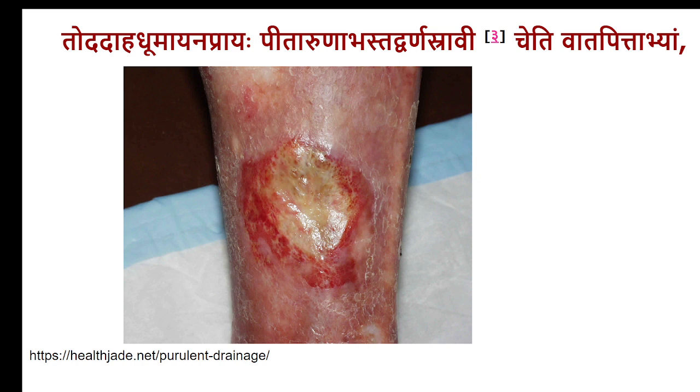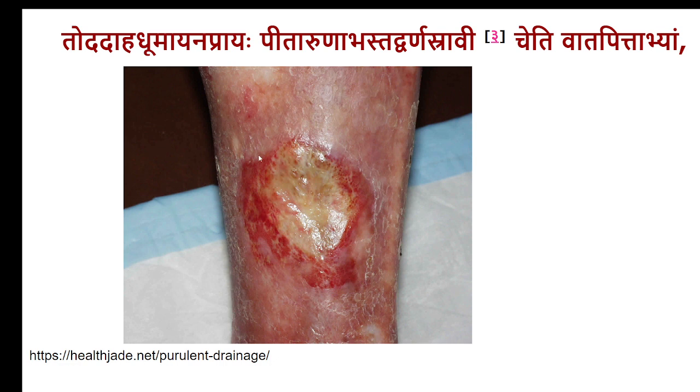Then, Todataha Dhumayana Prayah Pitarunaabha Tadvarnasravi Cheti Vatapittabhyam. The Dvandaja Vrana, due to the Vataja Pittaja variety, would have multiple pains and burning sensation, and at the same time a yellowish or reddish discharge. Of course, it can be seen in ischemic ulcers, like vasculitis. The Vataja Vrana itself is a category of vasculitis condition, accompanied with secondary infections. The first image which I showed is a non-infected vasculitis condition. Now the image which you see is an infected vasculitis condition. Vasculitis which has become infected, that's the Dvandaja, Vata Pittaja variety.